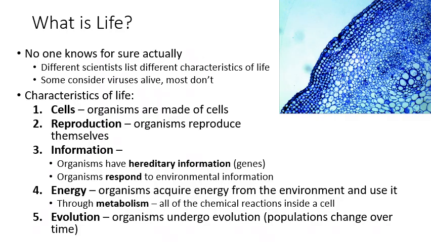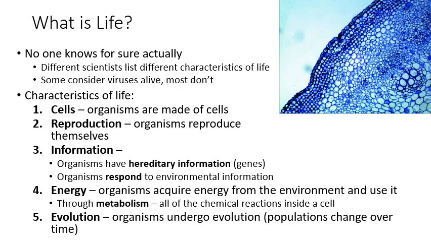The second is reproduction. Every living thing can reproduce. Third is information. There's two kinds of information involved with organisms. First, organisms have hereditary information, which is information they pass down to their offspring in the form of genes. And second, information that is sensed in the environment. So all organisms have the ability to sense information about the environment and respond to it.